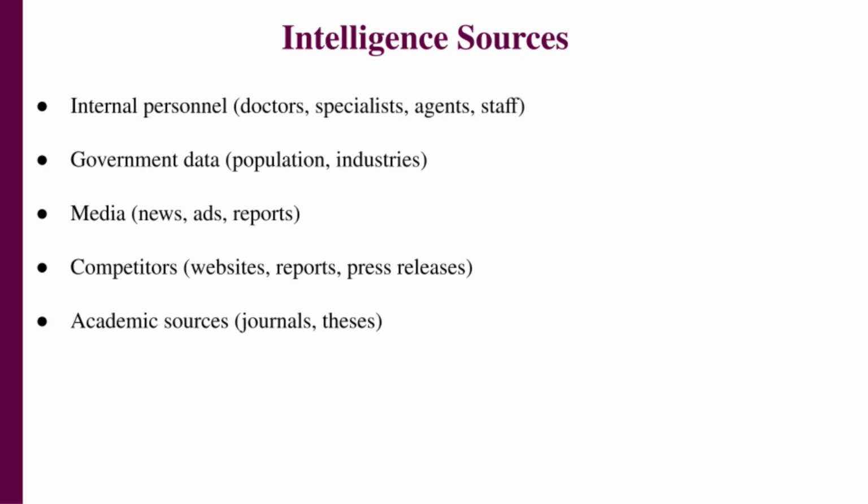Now that we understand competitors, let's look at sources of intelligence. Marketing intelligence draws from internal personnel, doctors, staff, and field agents; government data, population statistics, health trends, regulatory updates; media, news articles, advertisements, reports; competitors, websites, press releases, public reports; academic sources, journals, theses, and research. Example, a hospital may use government birth rate statistics to plan expansion of pediatric services.